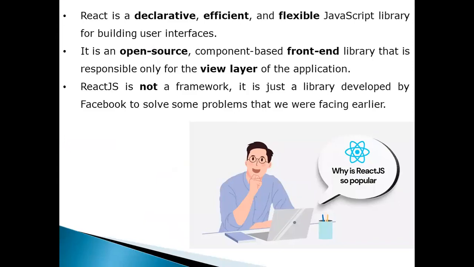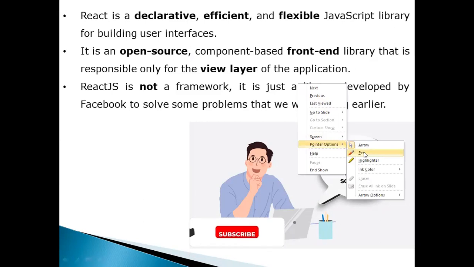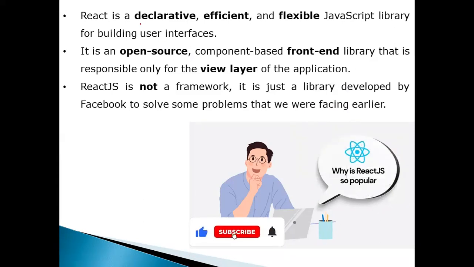Normally, before going to JavaScript, what does React actually mean? The normal meaning of react is that for a given input or a given event, we have to react to a particular thing and perform some action. So React is declarative. In upcoming slides, we'll talk more about declarative. It's an efficient, flexible JavaScript library for building user interfaces. That is the main objective.